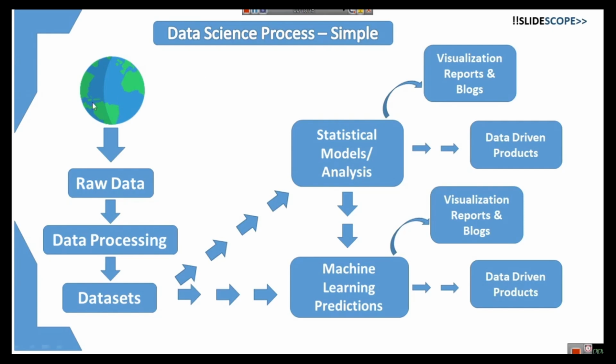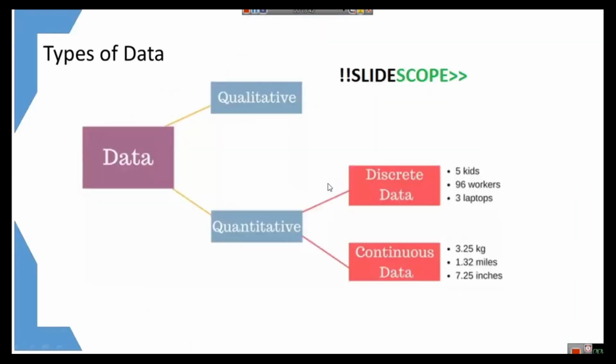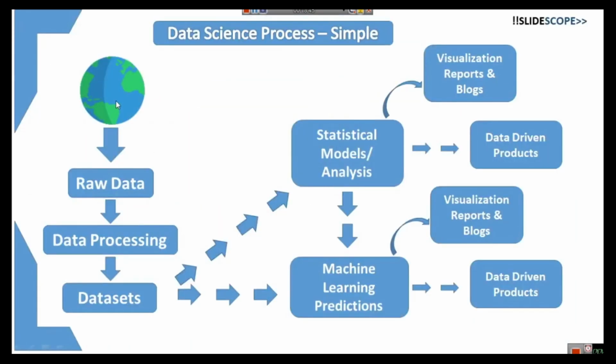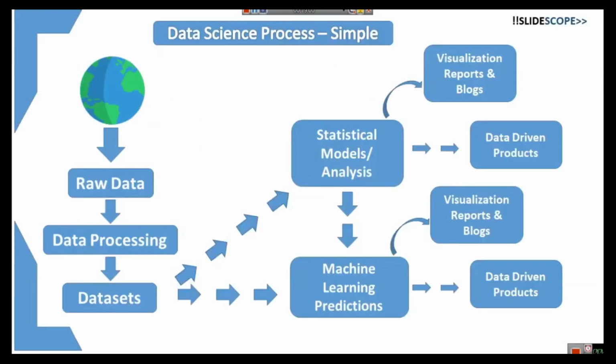And here is world. This is nothing but these various sources of data. So in world, various events are occurring, and every event is resulting in some form of raw data. We also discussed that the information in raw or unorganized form is known as data. Now, this raw data can be anything. It can be qualitative data, it can be quantitative data. If it's quantitative data, it can be continuous data, or it can be discrete data.